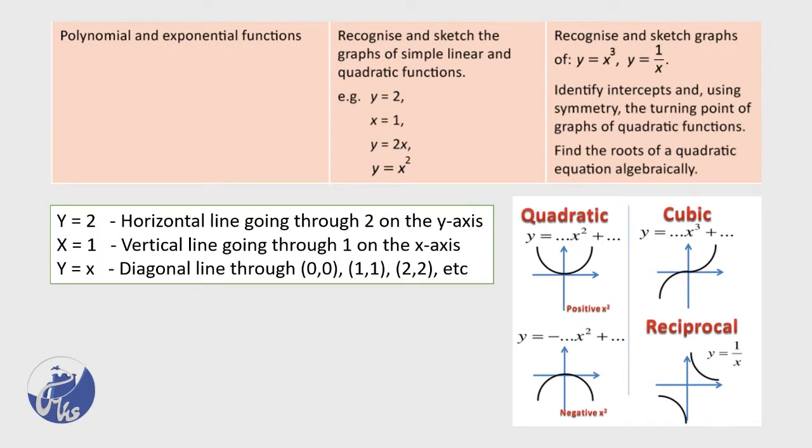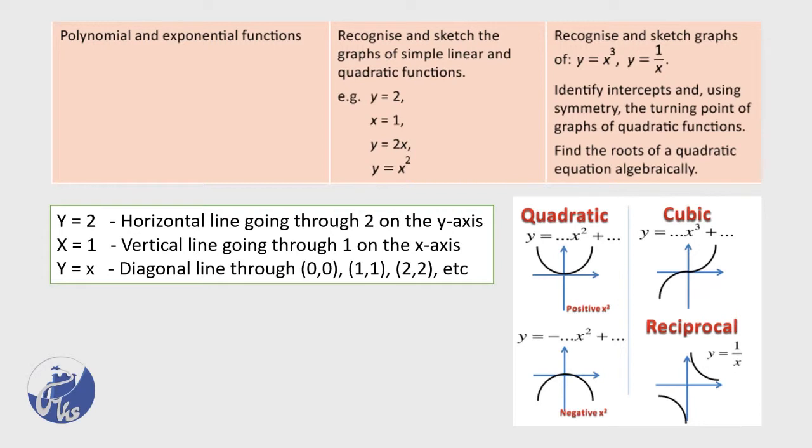The next bit is to look at various more advanced graphs and being able to recognize and sketch them. So your y equals graphs are always horizontal, your x equals graphs are always vertical. You also have the diagonal lines. Y equals x is the common one, but y equals negative x is the diagonal that flows in the opposite direction from left to right.